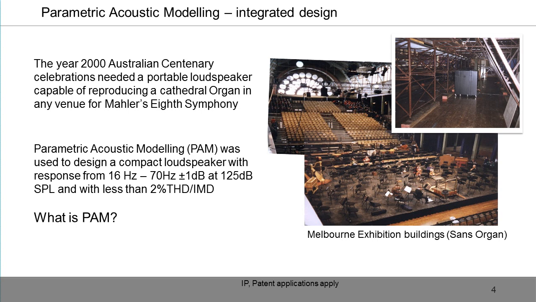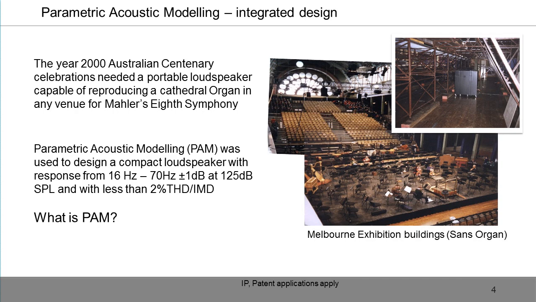The specification for that loudspeaker was for it to be compact, and I'm about to show you what compact means. It had to have a response from 16 hertz to 70 hertz, plus or minus 1 dB, and be able to produce 125 dB SPL at less than 2% audible distortion. That was a challenge. We met that challenge. We met it with PAM, our friend PAM. PAM was able to help us do that design work. So we now go through what that is.